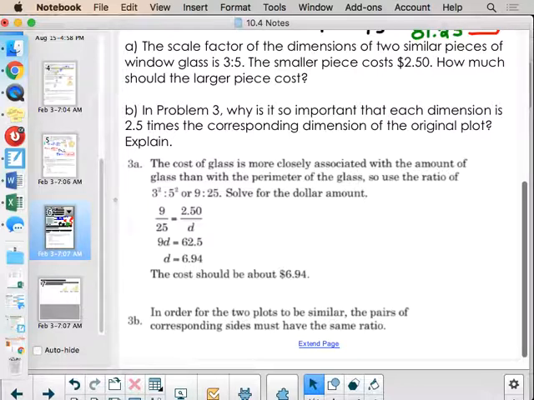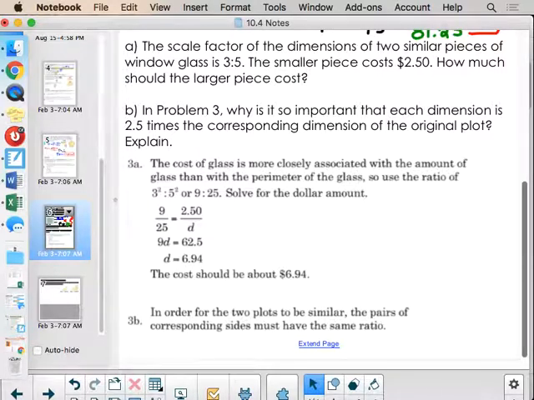The reason why it had to specifically say it was 2.5 times the corresponding dimensions is because if it didn't say that part, none of the sides would have all been proportional. Okay, and they got to be proportional in order to create a similar relationship. Good on that?